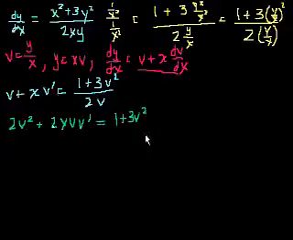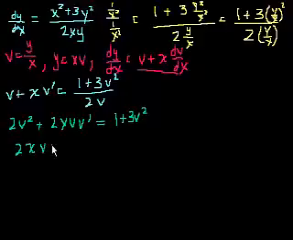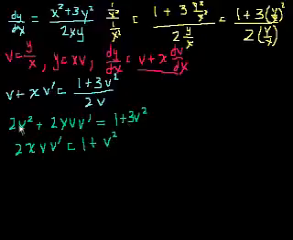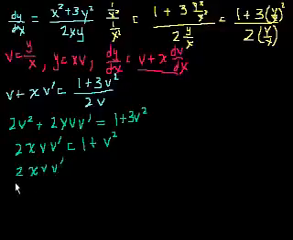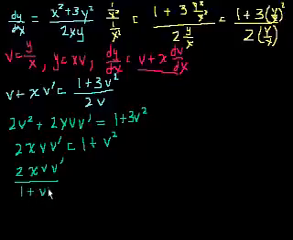Now let's subtract 2v squared from both sides of this, and we will be left with 2xv v prime is equal to 1 plus, let's see, we're subtracting 2v squared from both sides, so we're just left with a 1 plus v squared here, right? 3v squared minus 2v squared is just v squared. And let's see, we want it to be separable, so let's put all the v's on the left-hand side. So we get 2xv v prime divided by 1 plus v squared is equal to 1.